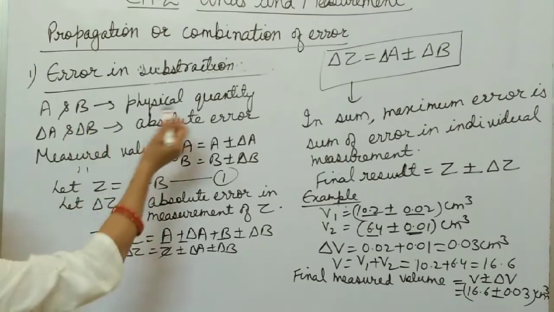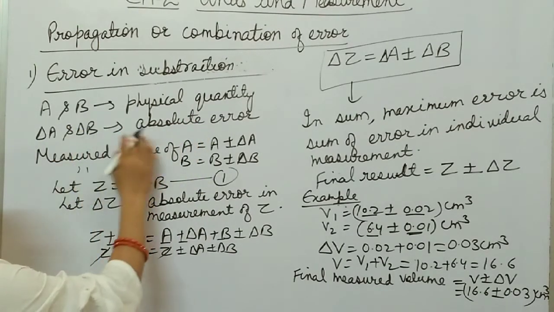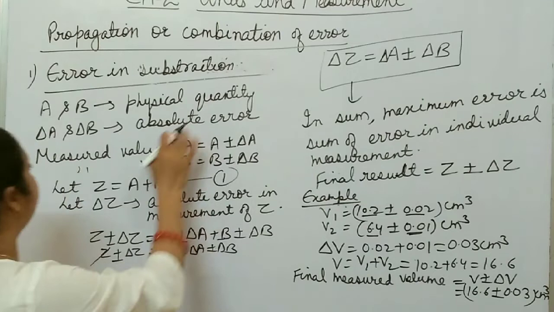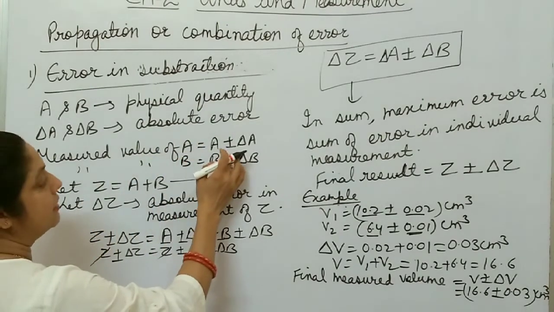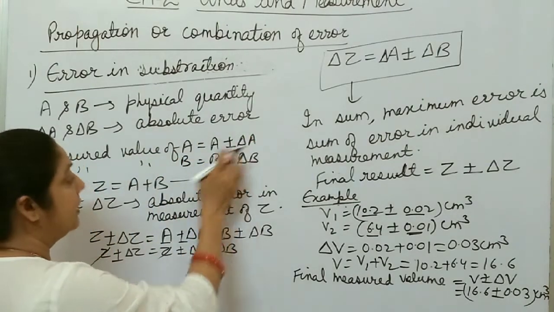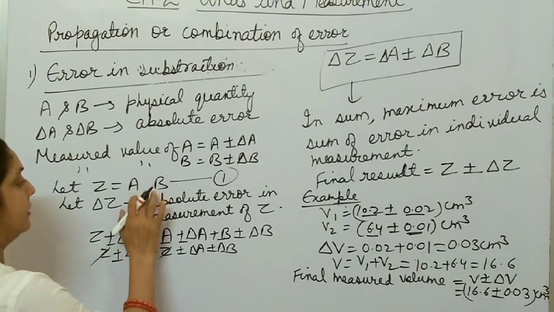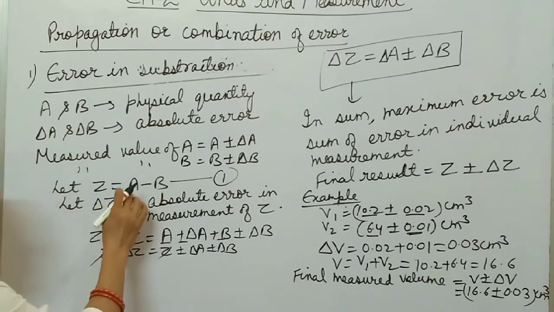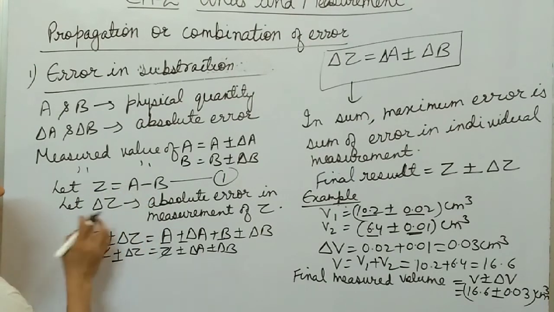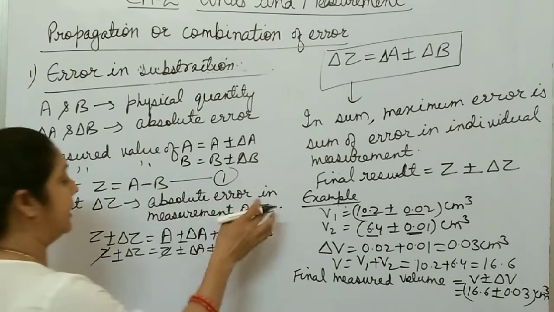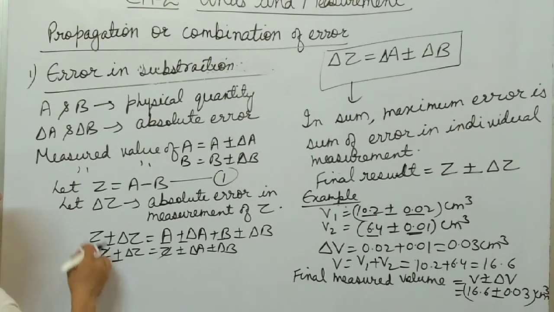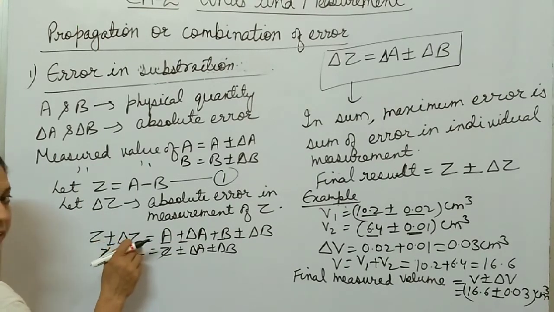Here again A and B are two physical quantities, and delta A and delta B are the absolute errors in measurement of A and B. Measured value of A becomes A plus minus delta A, and B becomes B plus minus delta B. Now let Z be the result of subtraction of these two quantities. A minus B is Z, and delta Z is the absolute error in measurement of Z. Now the final result becomes Z plus minus delta Z, right?